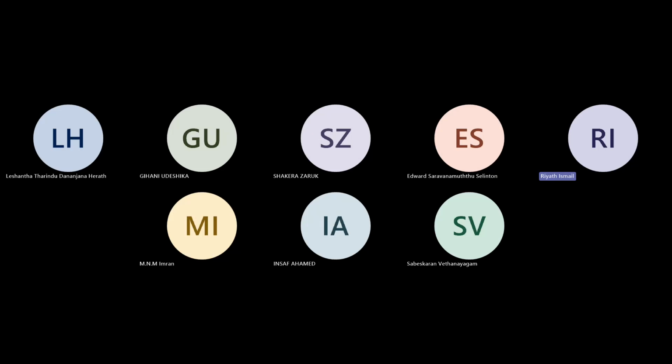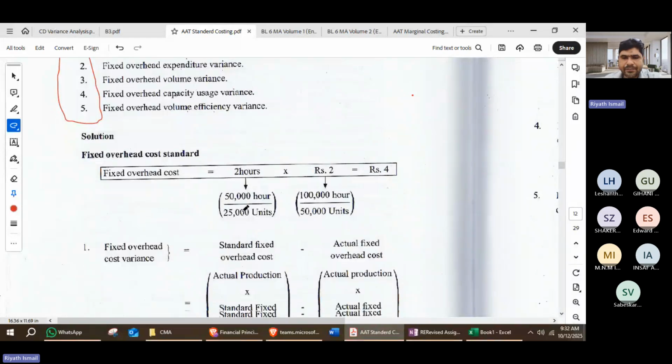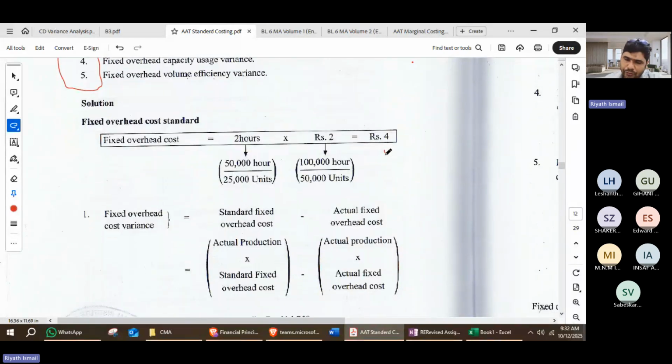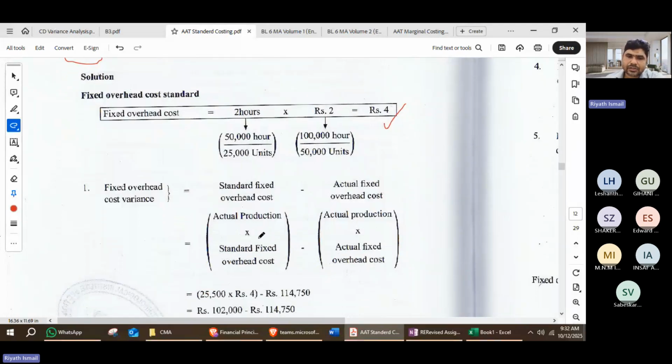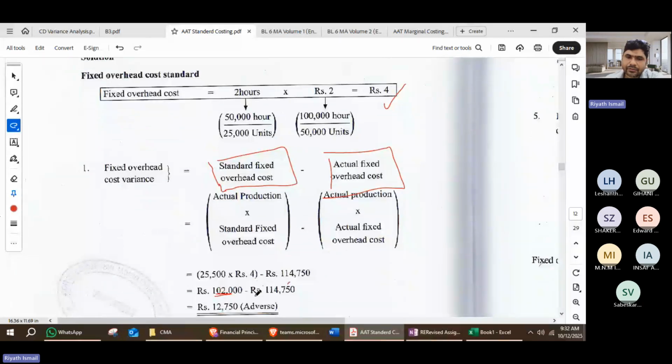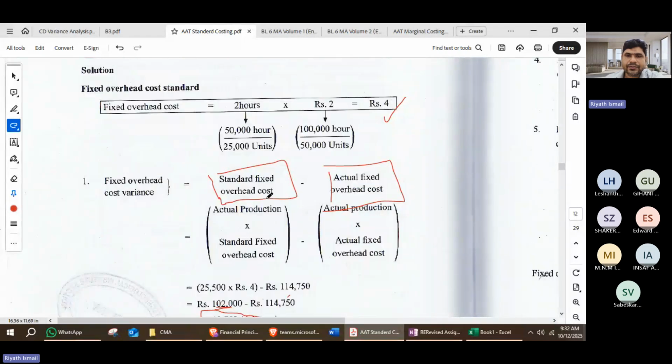Overhead costs, they have calculated in a different way. Anyhow, we have found it. Right, fixed overhead cost variance, standard fixed cost. We already calculated standard fixed cost, 102,000, and actual overhead cost is given as this amount. Therefore the variance is 12,750.